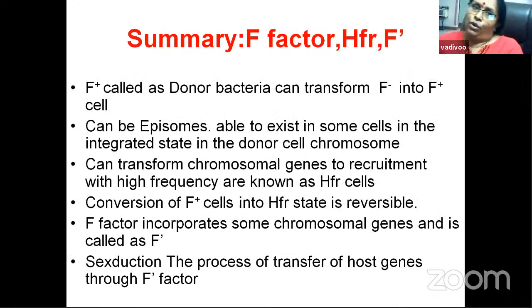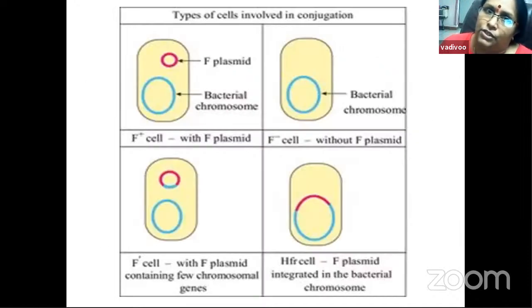So, in summary, F plus cells mean a donor bacterium can transform F minus into F plus. It can be an episome, which means able to exist in some cells in an integrated state. It can transfer chromosomal genes with high frequency of recombination; such cells are known as HFR cells. Conversion of F plus cells to HFR cells is reversible. When the F factor incorporates some chromosomal gene during reversal, it is called F prime. When F prime meets an F minus, it becomes another F prime, and this process is called sexduction.